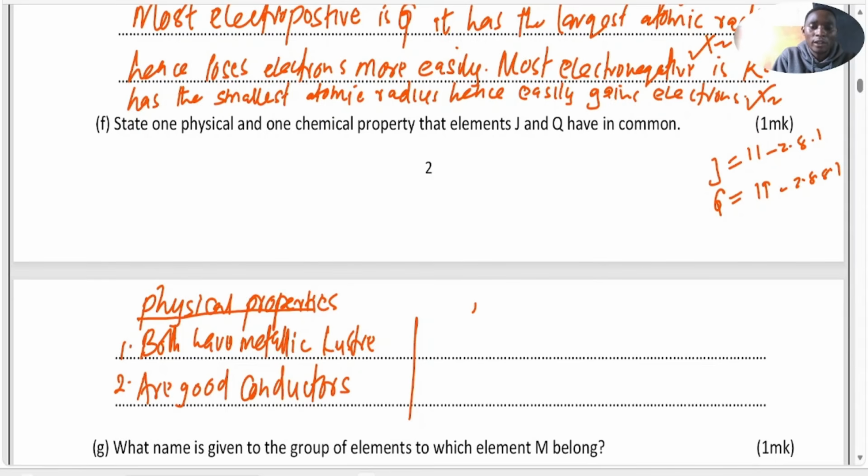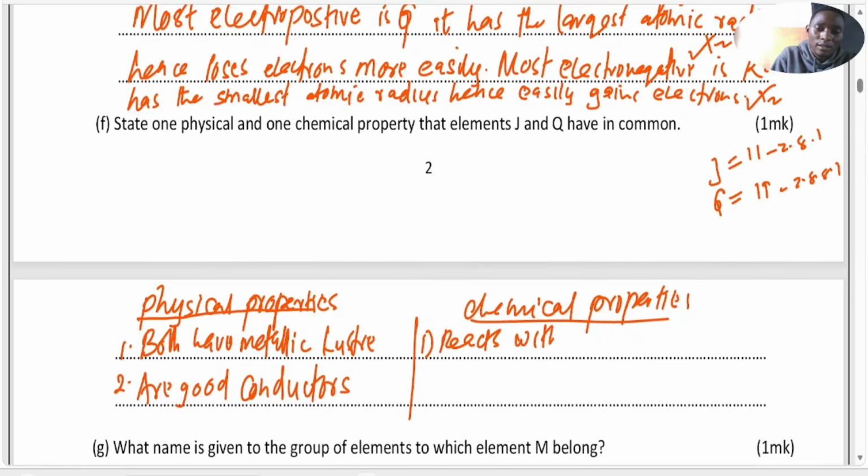Let's now look at the chemical properties of these metals. One of the chemical properties, we are going to look at how they react. So looking at how they react with water to form hydrogen gas. Number 1, reacts with water to form hydrogen gas. And number 2, reacts with chlorine to form metal chlorides.